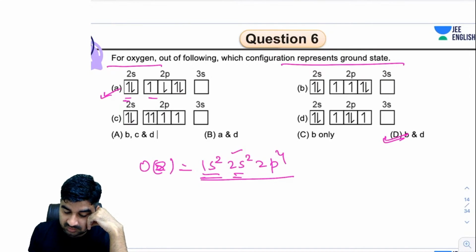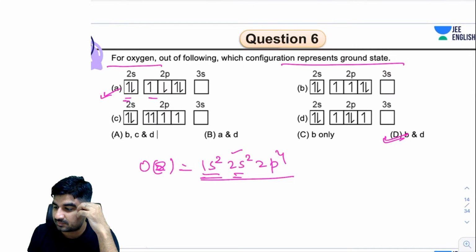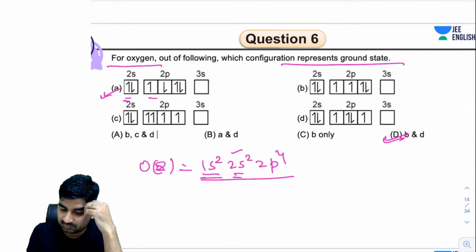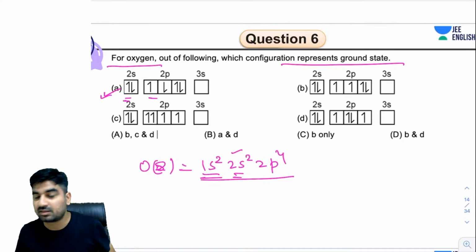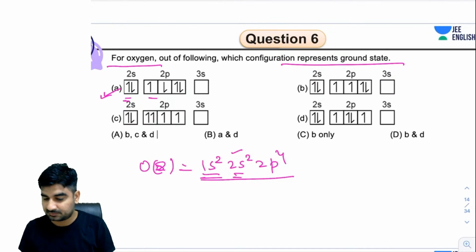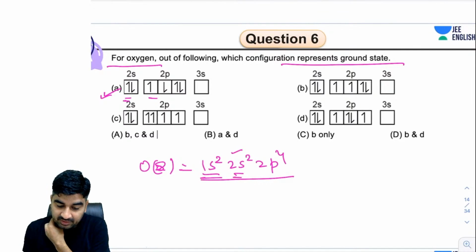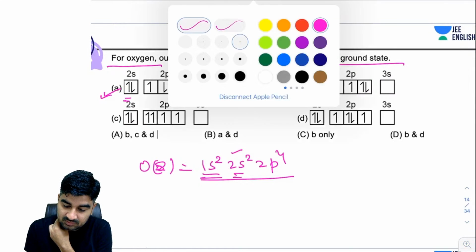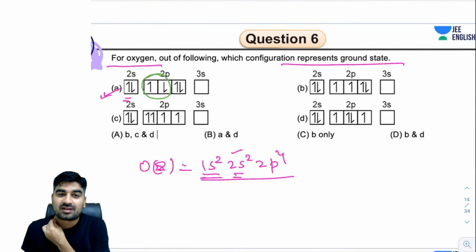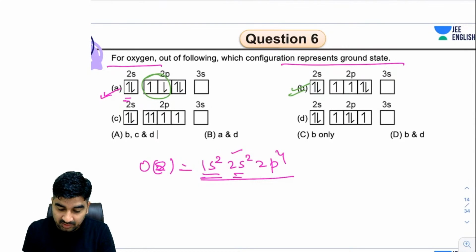It's correct. But does it represent the ground state? Which configuration represents the ground state? It has issues with it. This is wrong. If there are 3 electrons, then all should be in the same spin. Here it's correct. B. Here it is incorrect.